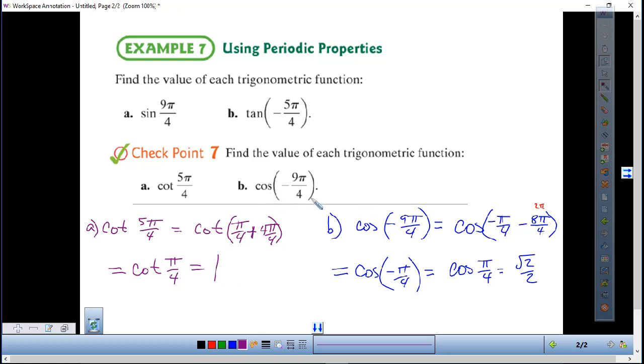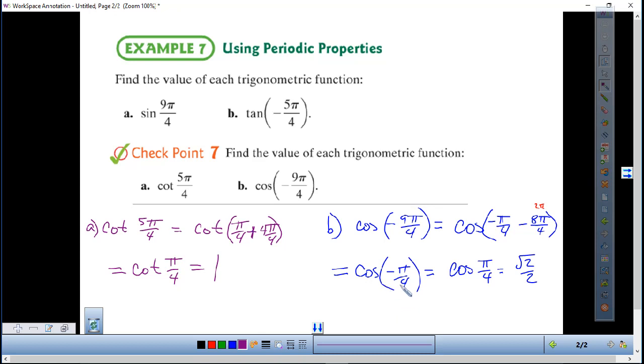All right, and the cosine here, you got negative 9 pi over 4, so we're dealing with negatives, so we're going to subtract. And we're dealing with cosine, so we're adding or subtracting 2 pi from it. So the cosine of negative 9 pi over 4 we can break down into the cosine of negative pi over 4 minus 8 pi over 4. That's 2 pi. So that means that the cosine of negative pi over 4 minus 8 pi over 4 is the same thing as cosine of negative pi over 4.